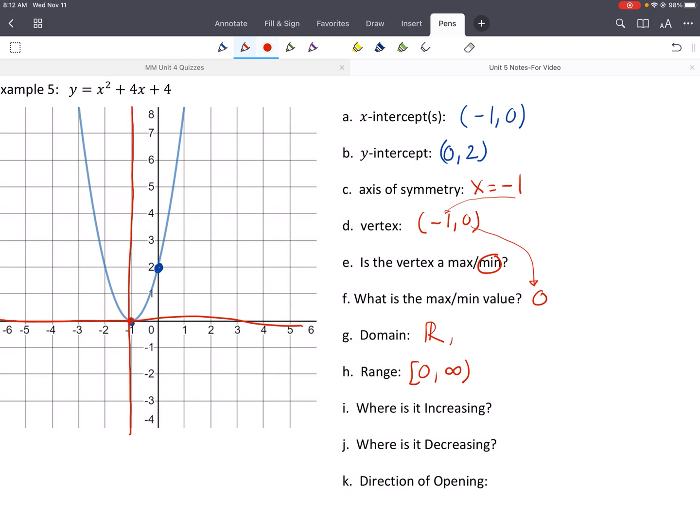Where is it increasing? So that's everything right of the vertex. So it would be -1 to infinity. Or we could say all x values greater than -1. Decreasing would be everything left of the vertex, or the axis of symmetry. And we'd say that would go from -infinity to -1, or all x values less than -1. And then direction of opening would be up.